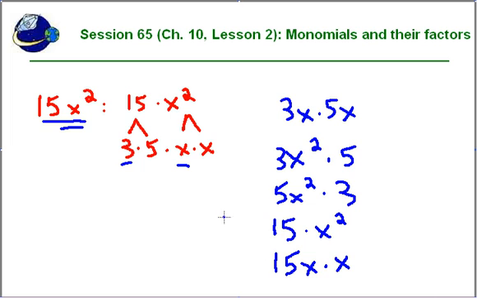So generally speaking, all we're after you to see here is that when you have a monomial, you break the coefficient down into prime factors. You take your variable, break it down into its prime factors, and then you can multiply these together in any order that you want, and you can come up with additional factors as well. Each of these here, 3x, 5x, 3x squared, 5, 5x squared, 3, 15x squared, 15x, x, all of those are factors of 15x squared.